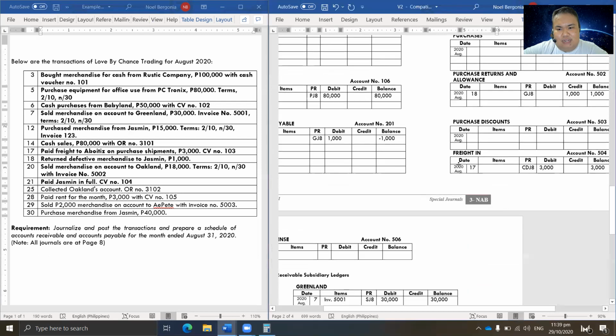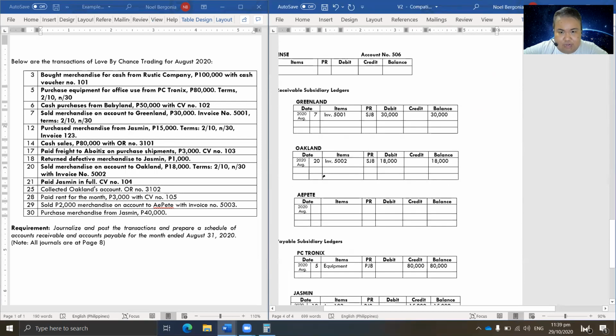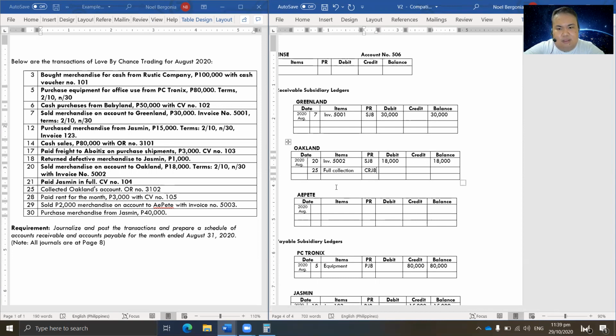Kasi nakolekta ng lahat. So for Oakland, ito na po si Oakland. So on the 25th, we have already full collection. Saan na entry yon? Cash Receipts Journal, page number 8. Magkano yung nakolekta natin? We credited the accounts receivable, 18,000. And how much is the balance? Very good, 0.